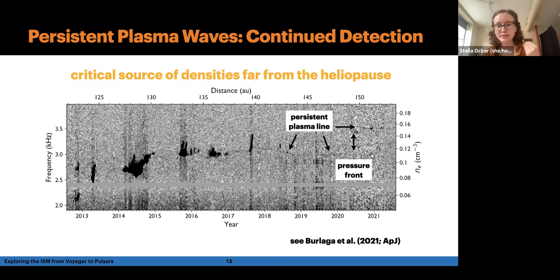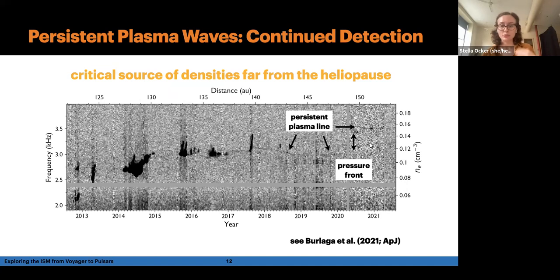And so the detection of this persistent plasma line has also yielded another really interesting discovery, which has been this pressure front in the very local ISM, which Voyager 1 traversed in mid-2020. And so you can see this pressure front here as this jump in the plasma density from about 0.11 to about 0.15 per cubic centimeter.